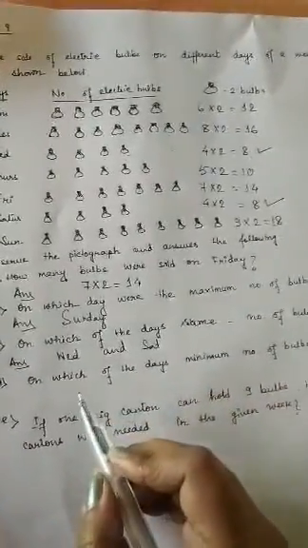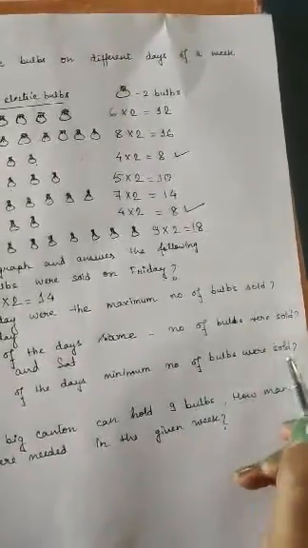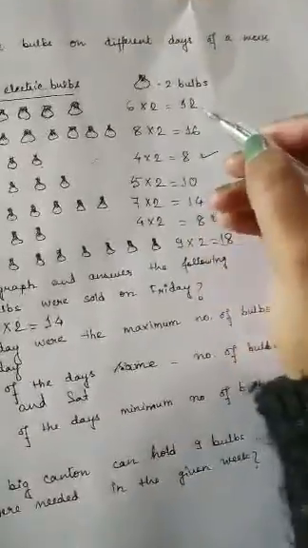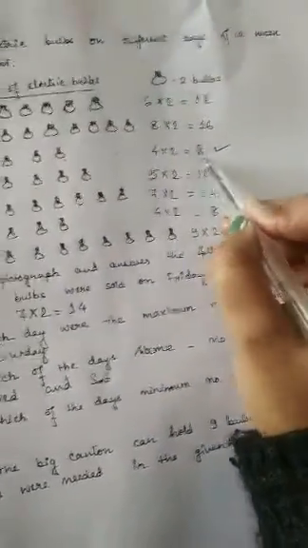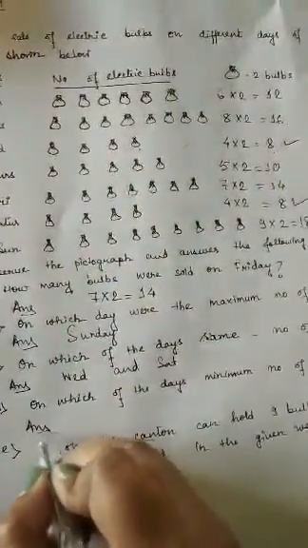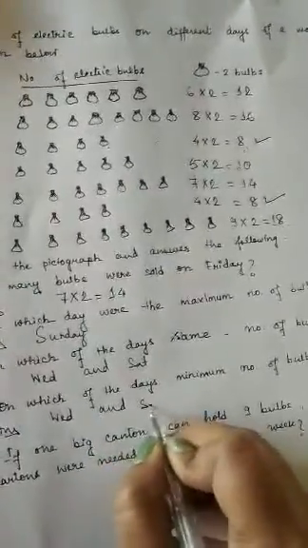Now coming to the next part, on which of the days was the minimum number of bulbs sold? Minimum means the least number. The least number is 8 out there. So that means the same answer, Wednesday and Saturday, minimum number of bulbs were sold. It will be Wednesday and Saturday.